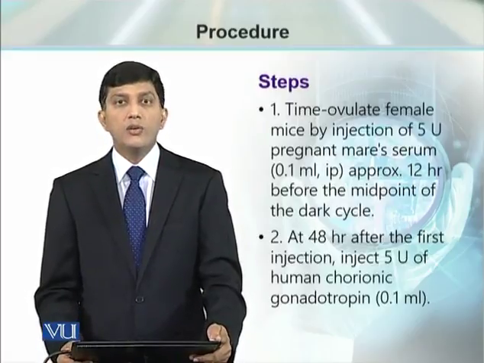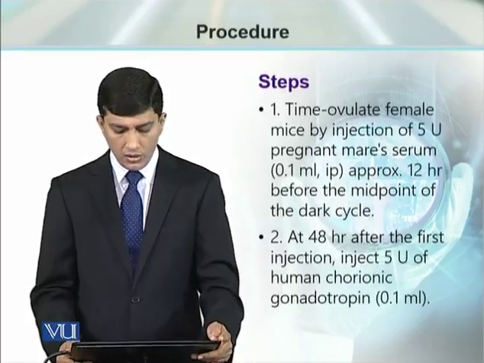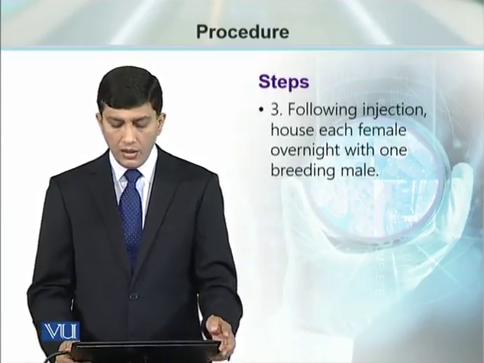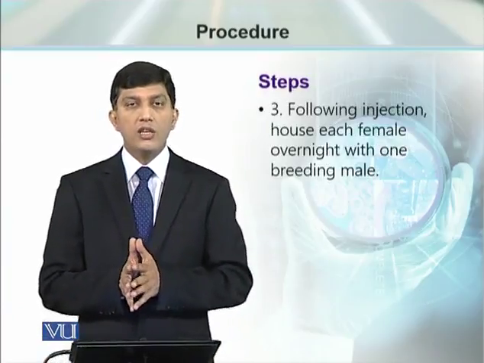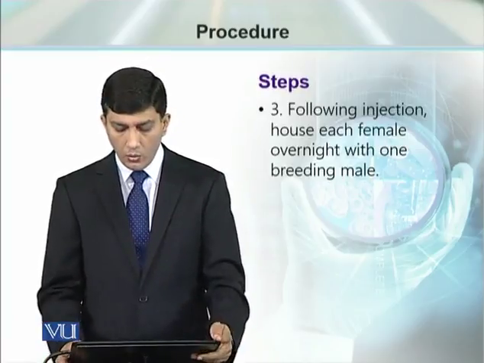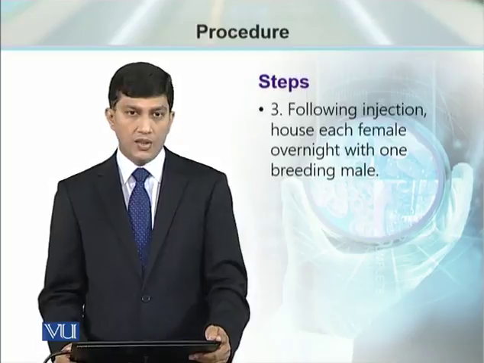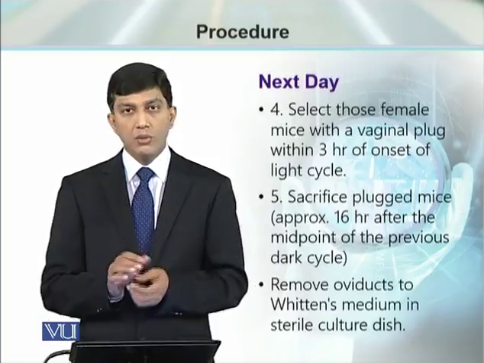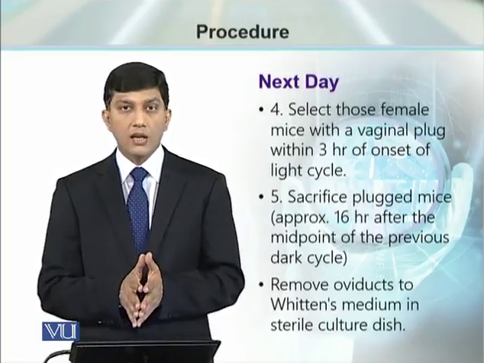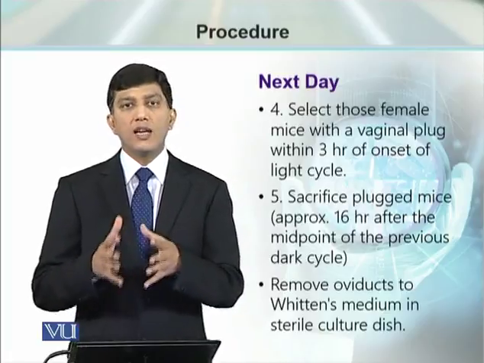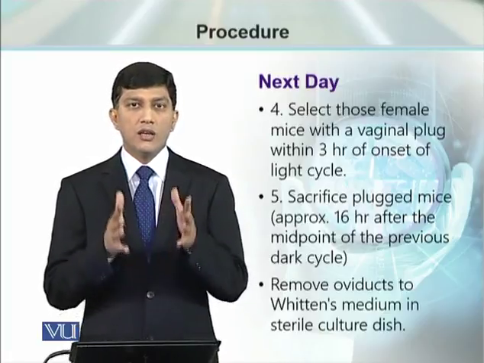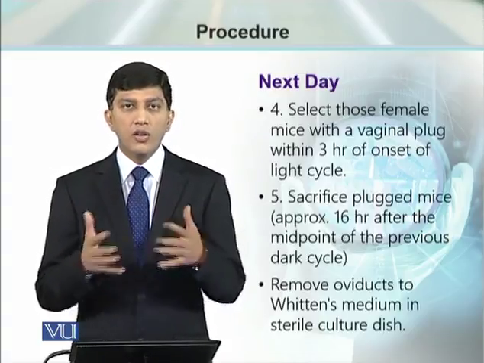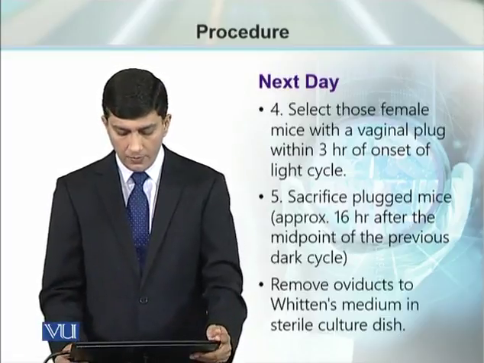After 48 hours we need to inject 5 units of human chorionic gonadotropin. Again 100 microliter is injected, and following the injection we need to house this female with one breeding male overnight. The next day, we need to select those females which have a vaginal plug within 3 hours of the onset of the light cycle. Vaginal plug means the female mated with the male and the ovulation process has started.